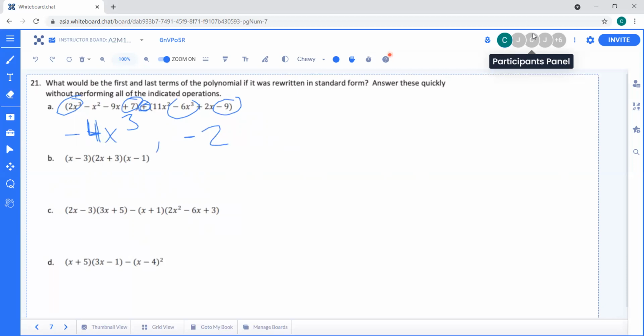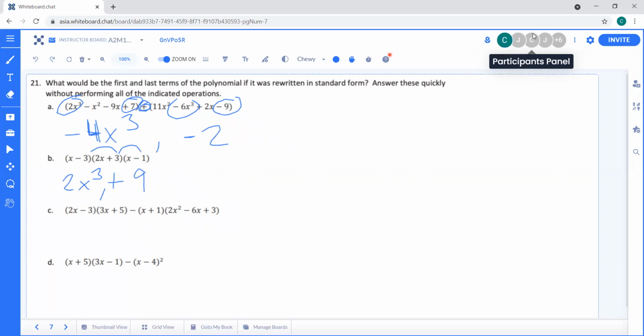Okay. This one I know is going to be 2x cubed. And the last term I would just multiply all these together. Negative 3 times 3 is negative 9, times negative 1 is positive 9. So there's the first and the last term.